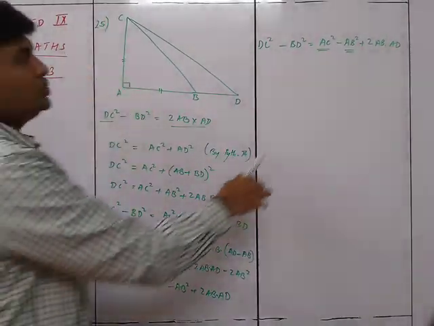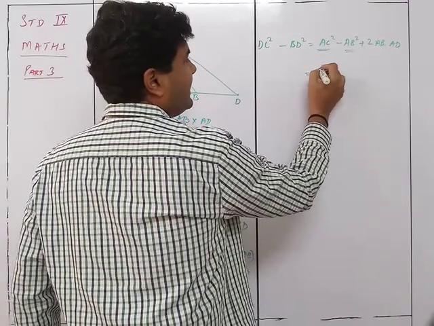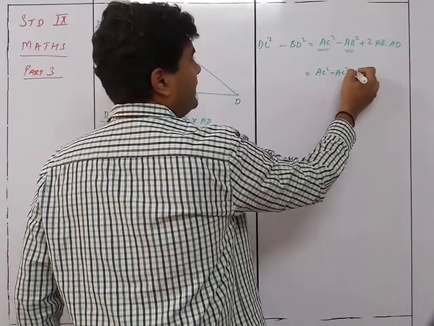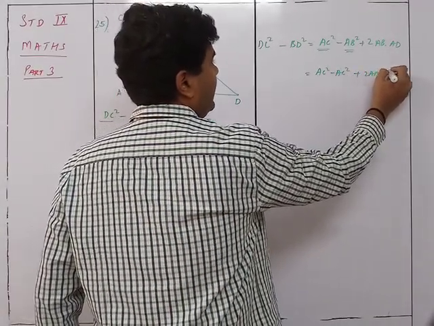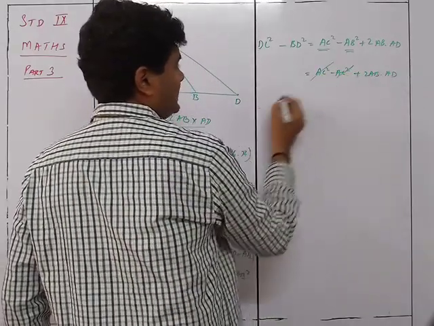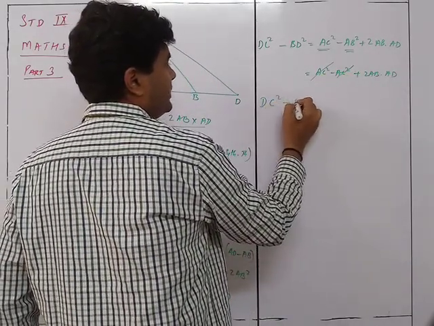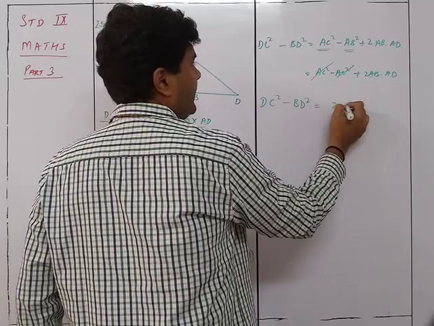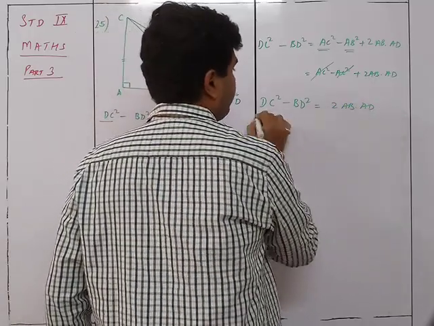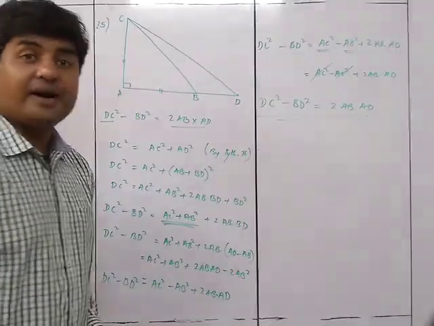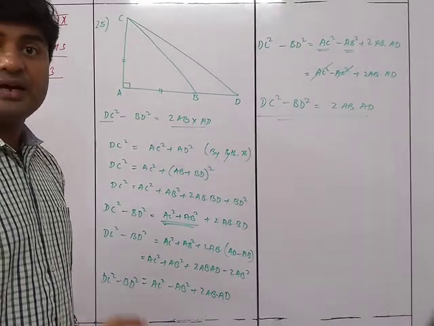given as equal. So because they are equal, I can write it as AC square minus AC square plus 2AB AD. So this gets cancelled. Accordingly, we get DC square minus BD square equals to 2AB AD. A tough sum. Yes, it is a tough sum.